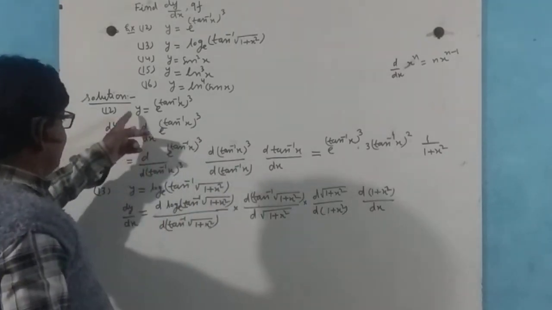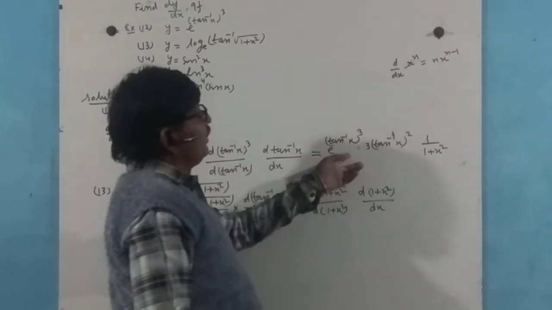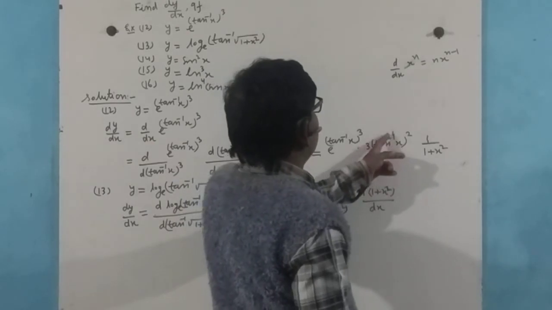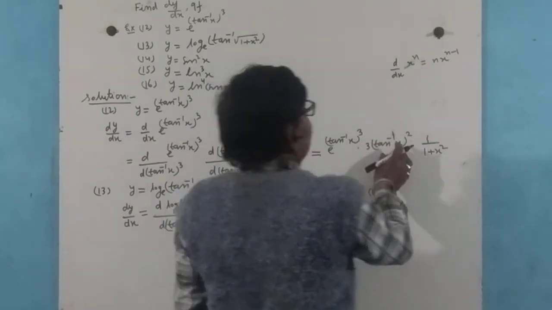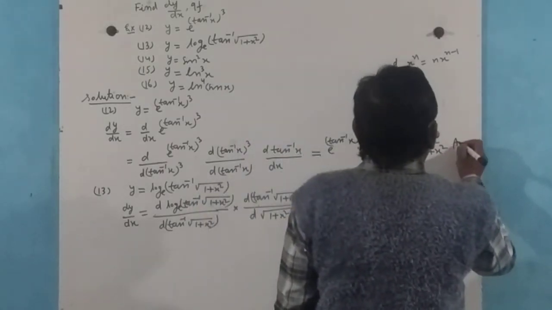Differentiation of this with respect to x is equal to e to the power tan inverse x to the power cube, into 3 (tan inverse x) square, and d by dx of tan inverse x is equal to 1 by 1 plus x square. This is our answer.